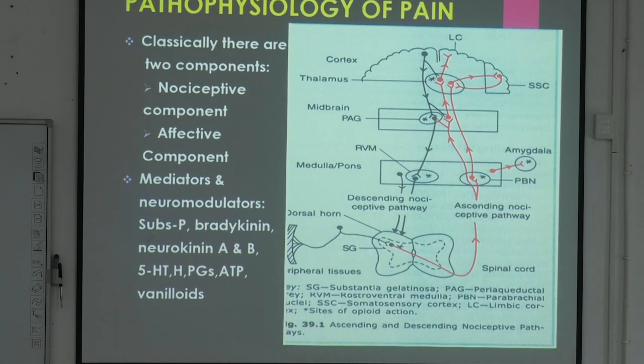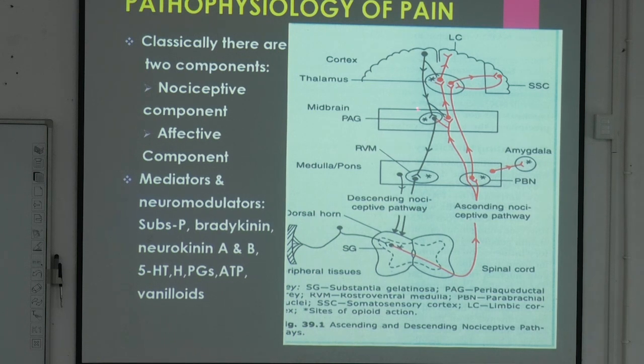And there is another pathway known as the descending inhibitory pathway. It is very, very important. The descending inhibitory pathway runs from the PAG, the periaqueductal gray matter in the midbrain, then to the rostroventral medulla or nucleus raphe in the medulla, and ultimately to the dorsal horn cell of the spinal cord. What is the function of this pathway? It releases met-enkephalin and norepinephrine, and thereby it can inhibit the ascending pathway.